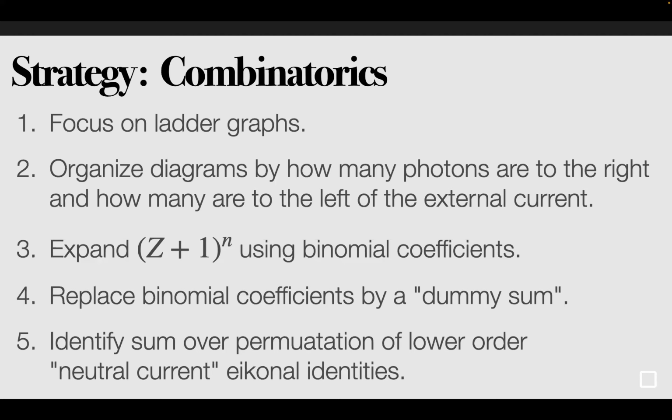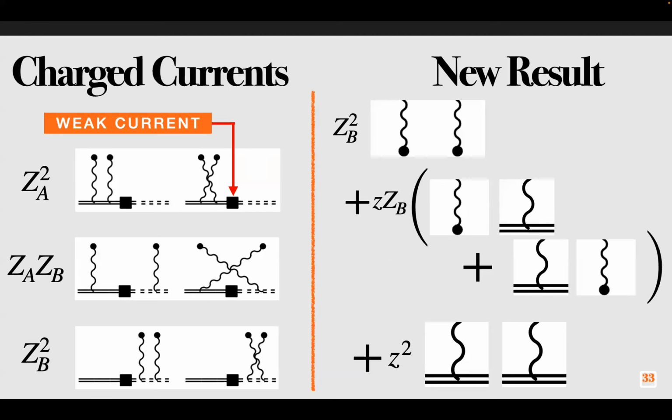Okay, you just do some algebra. You replace the resultant binomial coefficients that you get from just expanding the polynomials by some dummy sum over some index. You can always do that. You can just sum over 1 to get a number. And then you just do some manipulations with the sums, and you find that you get a sum over permutations of lower order neutral current eikonal identities, plus emission off of a particle with residual charge. Okay. So what this looks like diagrammatically is you sum over all of this, and you find at leading order, and let's say ZB, you get 2 Coulomb fields.